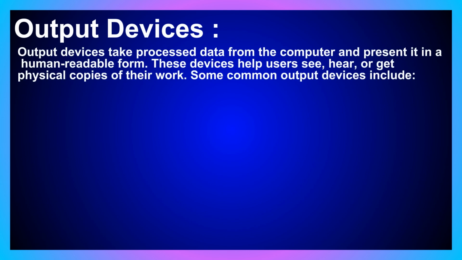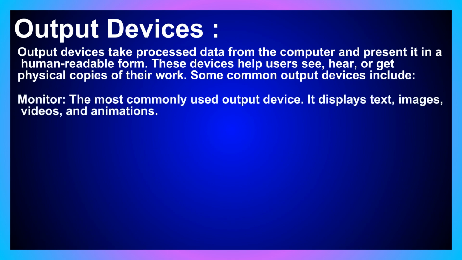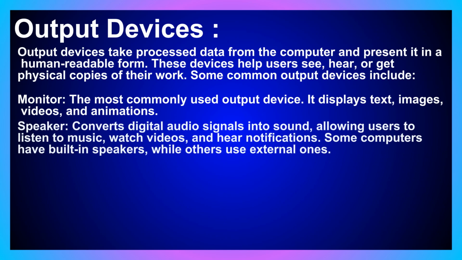Output devices. Output devices take processed data from the computer and present it in a human-readable form. These devices help users see, hear, or get physical copies of their work. Some common output devices include monitor, the most commonly used output device. It displays text, images, videos, and animations. Speaker, converts digital audio signals into sound, allowing users to listen to music, watch videos, and hear notifications. Some computers have built-in speakers, while others use external ones.